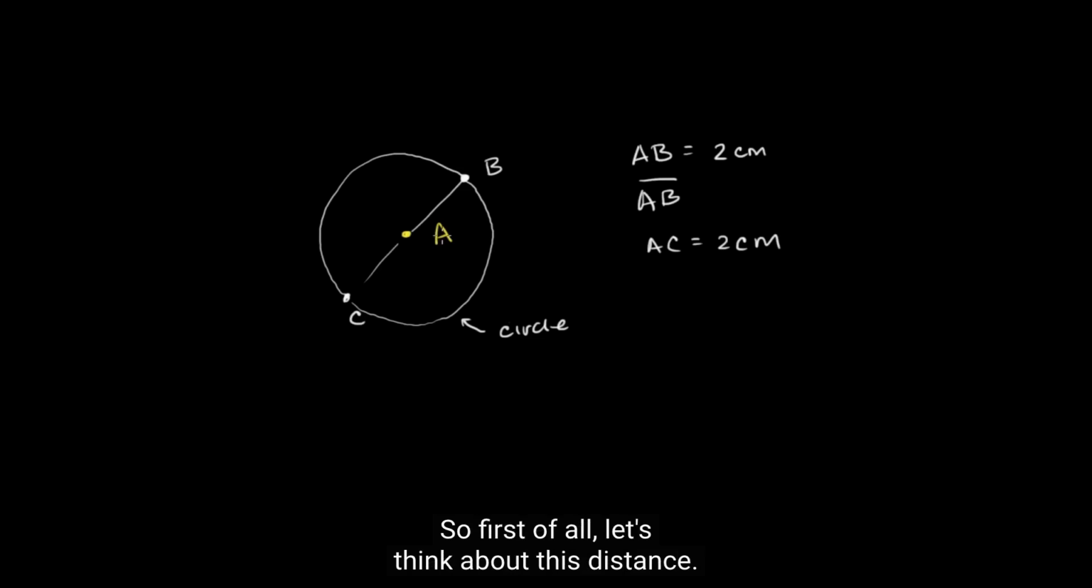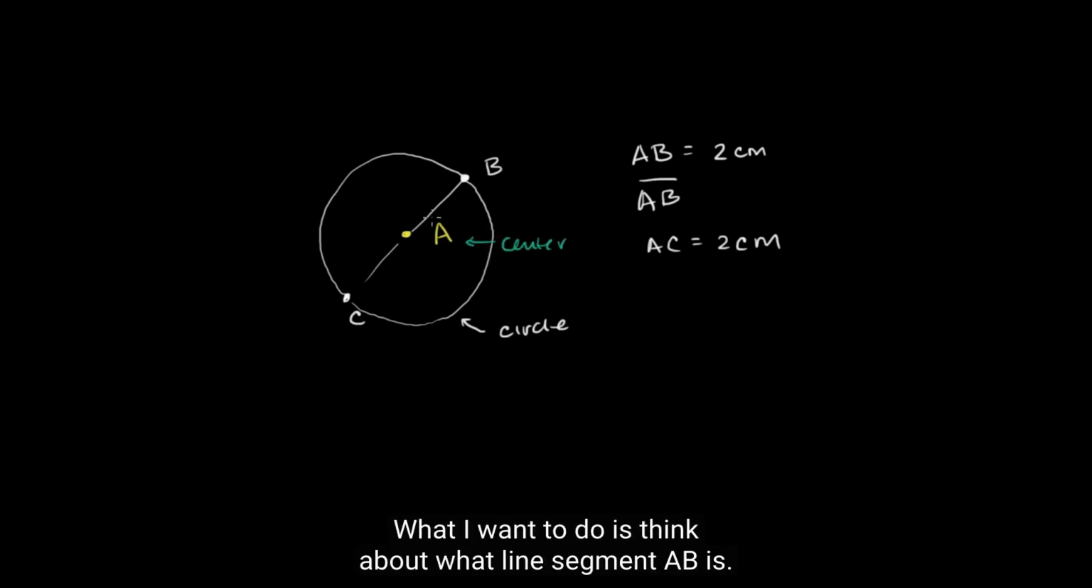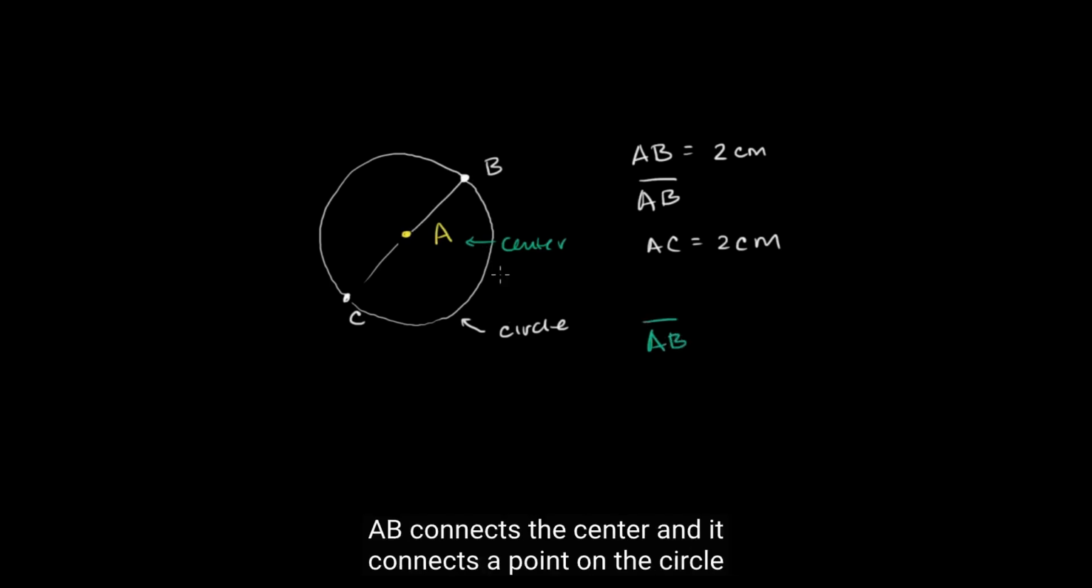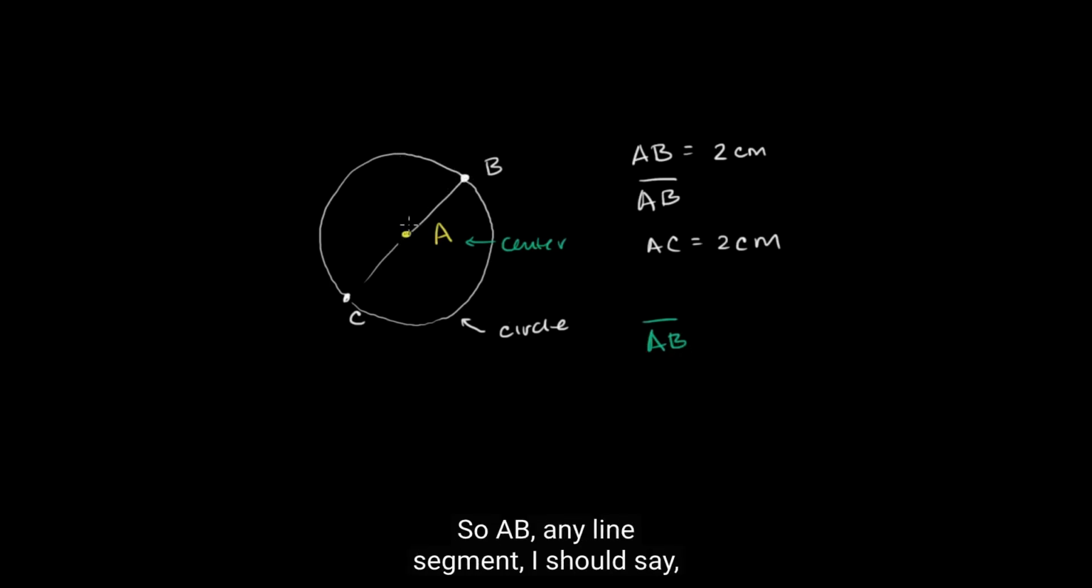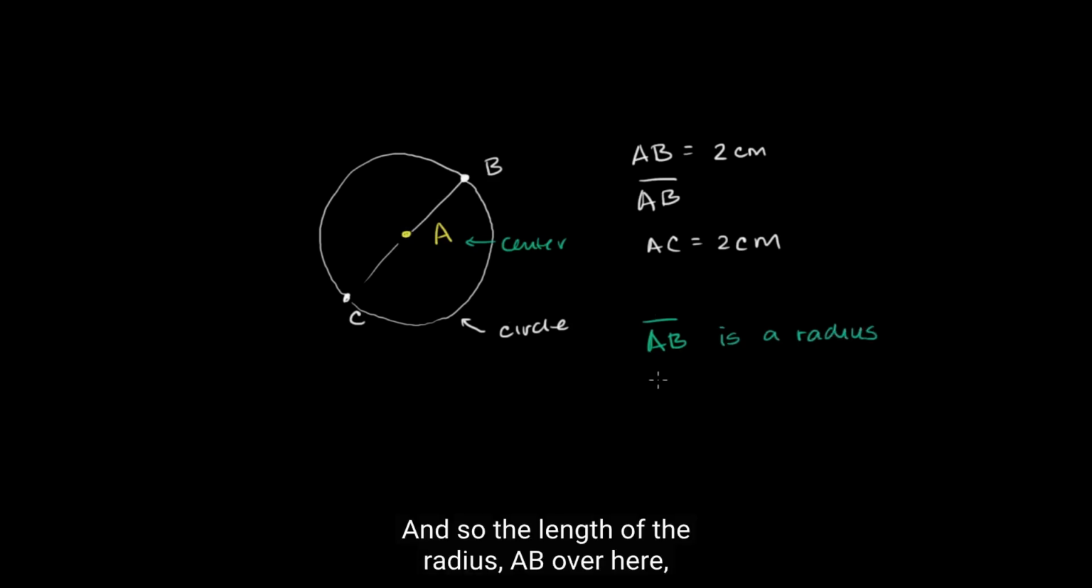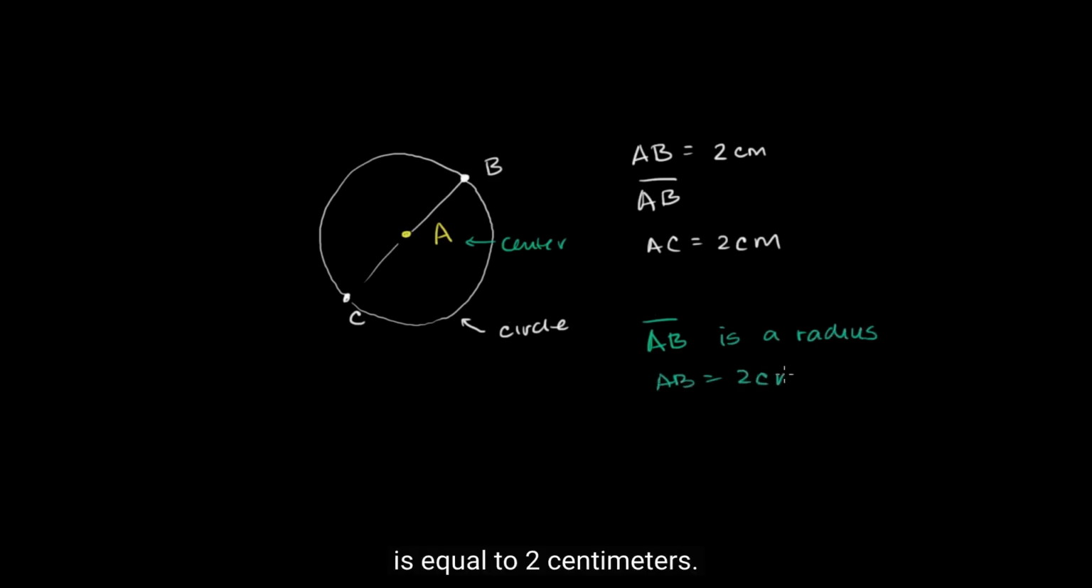First of all, let's think about these line segments that join A, which we would call the center of the circle. So we'll call A the center of the circle, and it makes sense just from the way we use the word center in everyday life. What I want to do is think about what line segment AB is. AB connects the center and a point on the circle itself. Remember, the circle itself is all the points that are an equal distance from the center. So any line segment that connects the center to a point on the circle, we would call a radius. And so the length of the radius AB over here is equal to 2 centimeters.